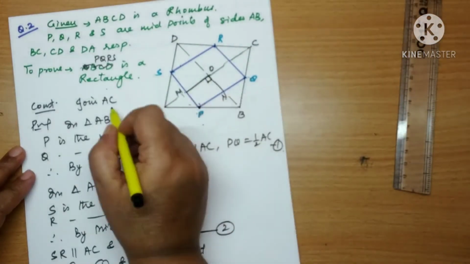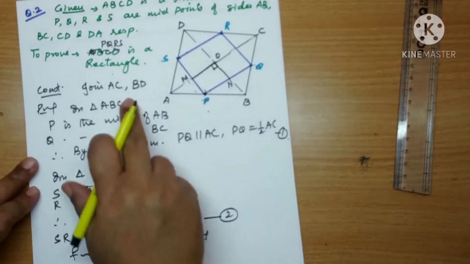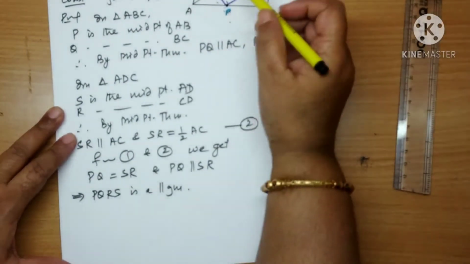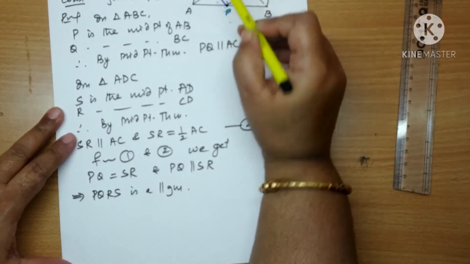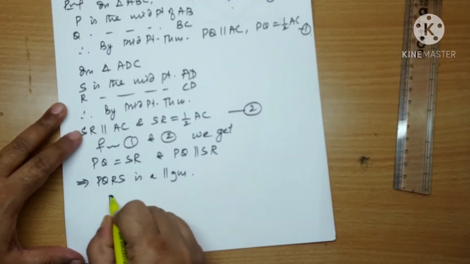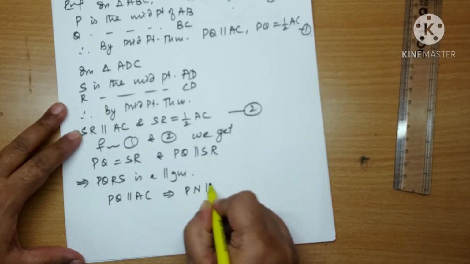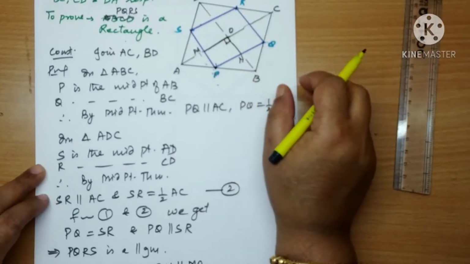So in construction we have also constructed BD. We have joined BD also. So let us write down: join BD. Now see, in this quadrilateral I have PN parallel to AC already. PQ parallel to AC implies PN is also parallel to MO. Parts of parallel lines are parallel to each other.